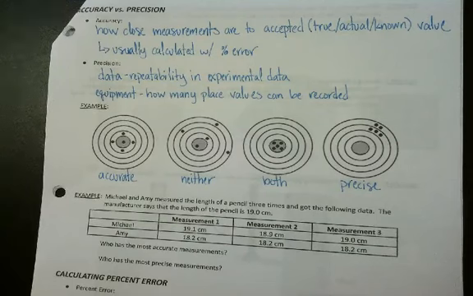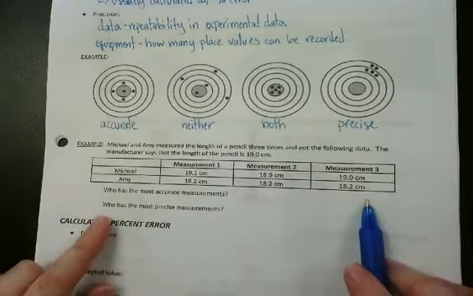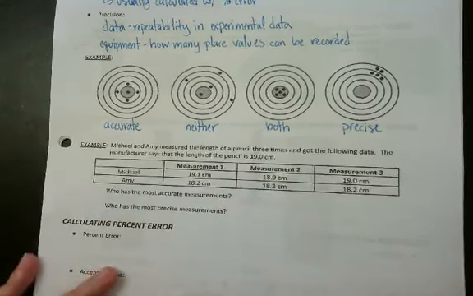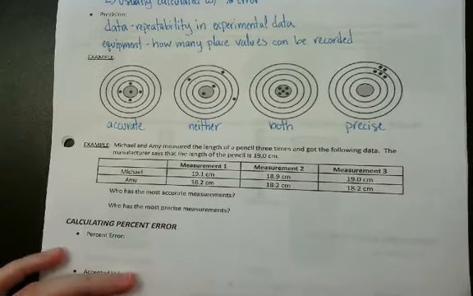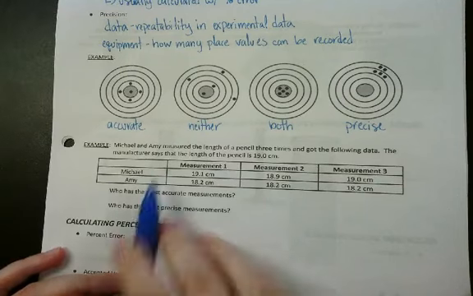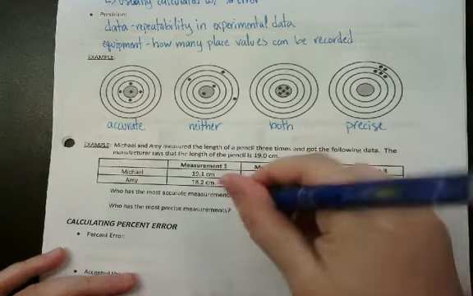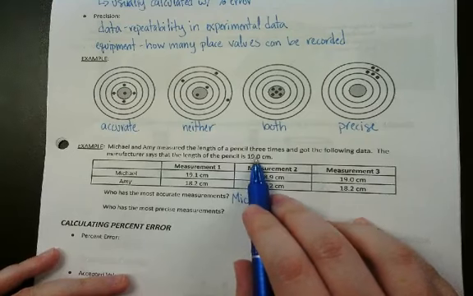However, that's not really how we reference accuracy and precision here in chemistry. Whenever we talk about accuracy and precision, almost always we're going to be referring to data values. So let's take a look at this table. Michael and Amy measured the length of a pencil 3 times, and they got the following data. The manufacturer says that the length of the pencil is 19.0 centimeters. Michael measured the pencil 3 times, Amy measured it 3 times. Who had the most accurate measurements? Michael. How do we know it's Michael? Yeah, he's closest to the actual value.